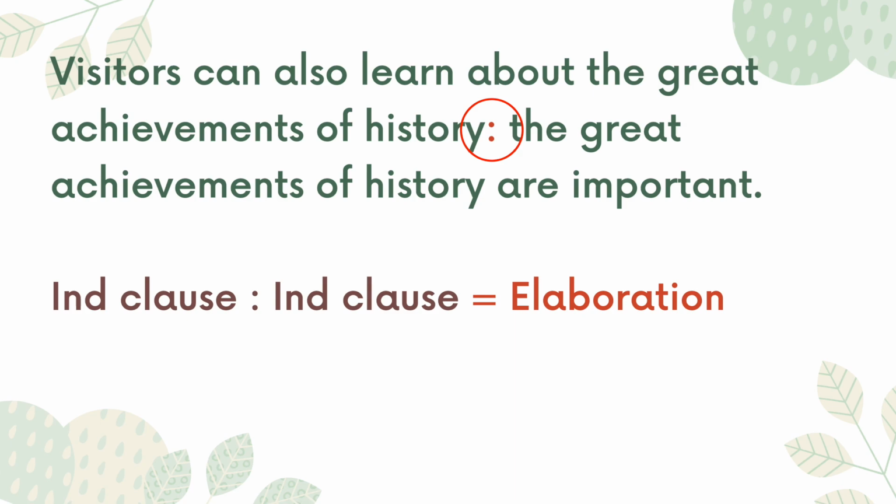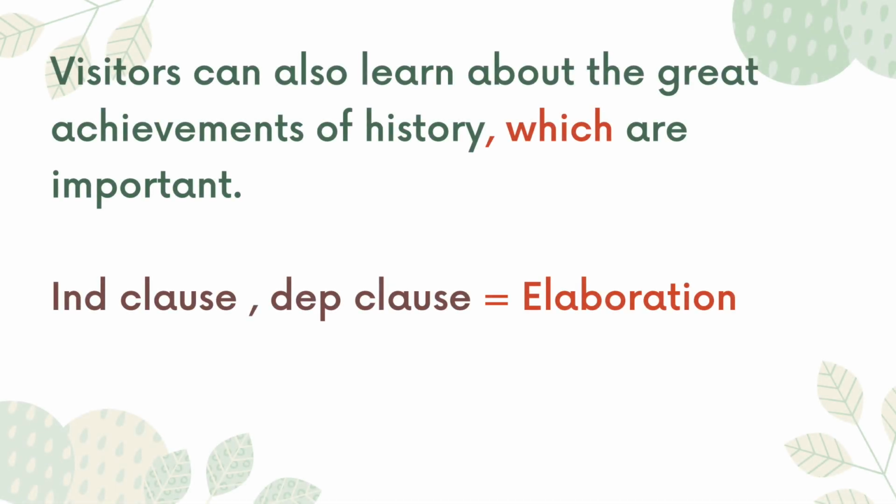Both sentences are now grammatically correct, but they sound repetitive. There is an even better way of combining the clauses. In this example, we have replaced the great achievements of history with the relative pronoun which. The sentence now has a much smoother flow.